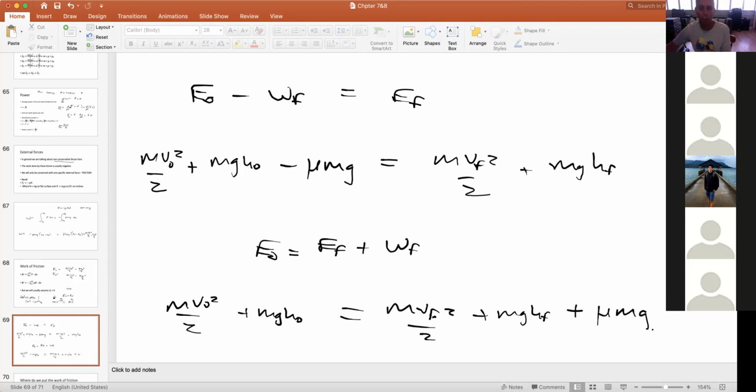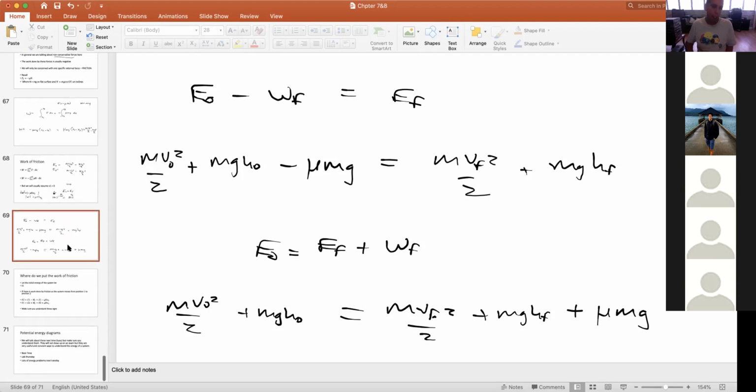And for whatever reason, it tends to throw people. It looks wrong, like you're adding energy to the final side, but you're not. It should be the final energy plus the work of friction, all added together should have given you the initial energy that you had. That's all.